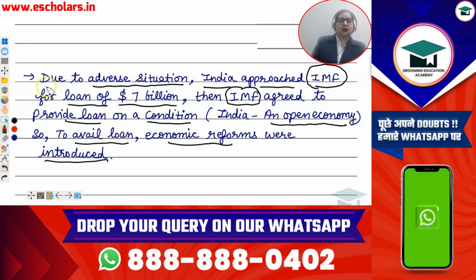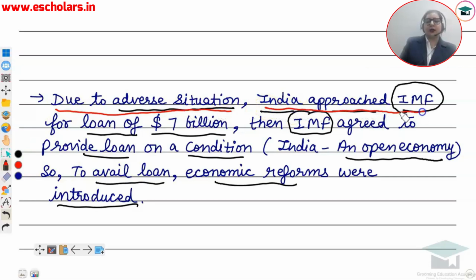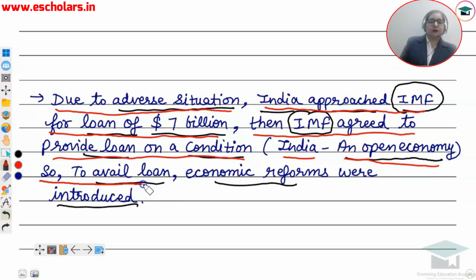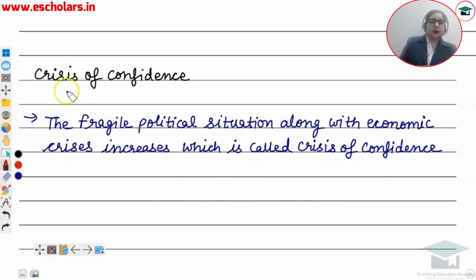So let's recall it till now. Due to the adverse situation, India approached the IMF for a loan of $7 billion. Then the IMF agreed to provide the loan on a condition, that is to make India an open economy. So to avail the loan, economic reforms were introduced. Next, we will talk about the crisis of confidence.